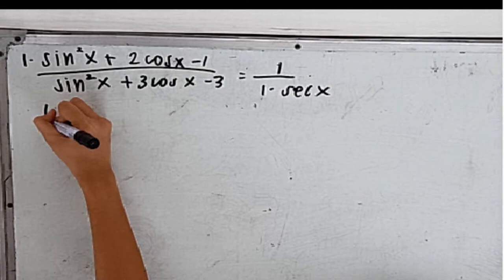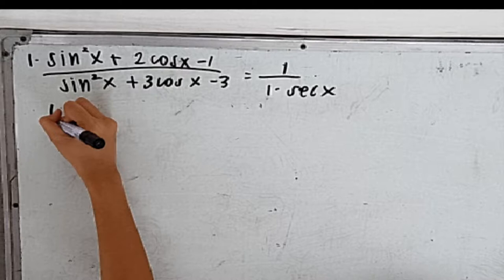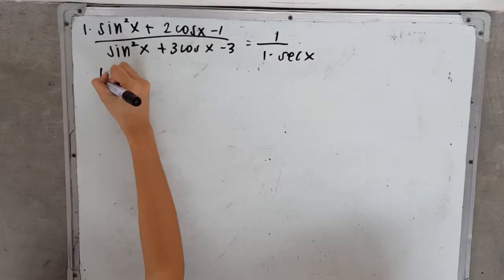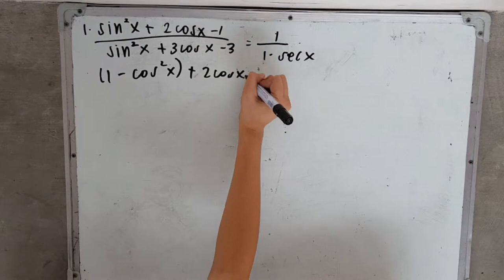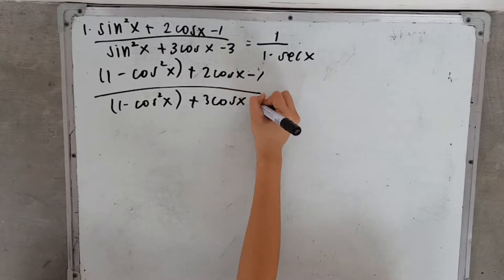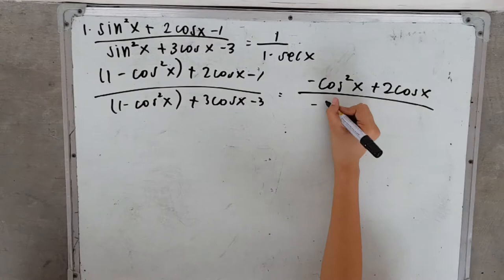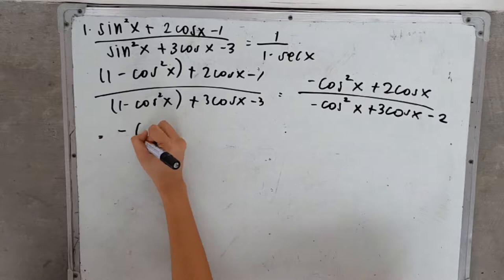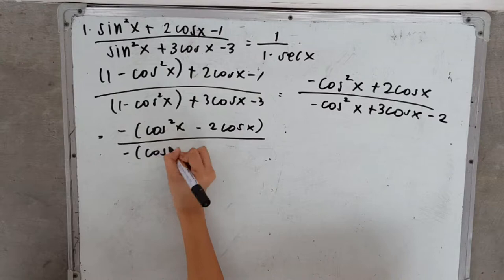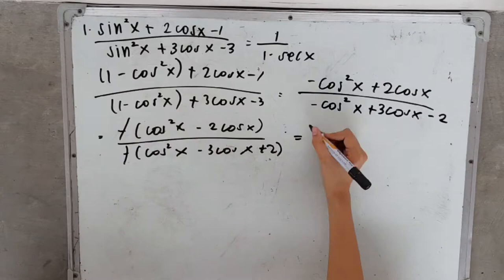The given is sine squared x plus 2 cosine x minus 1 over sine squared x plus 3 cosine x minus 3 is equal to 1 over 1 minus secant x. Let's start by changing sine squared x to 1 minus cosine squared x in the numerator and denominator. It was derived from the Pythagorean identity. We will combine like terms, so negative cosine squared x plus 2 cosine x will remain in the numerator, and negative cosine squared x plus 3 cosine x minus 2 as the denominator. We will extract the negative signs since cosine squared x will change its signs. The whole equation will change its sign.